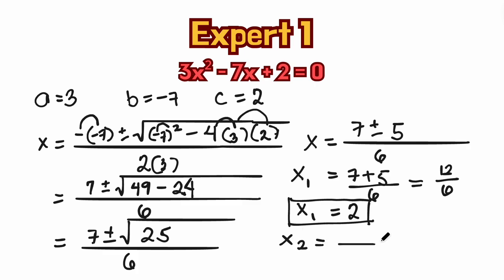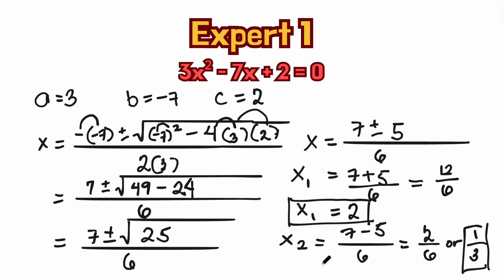Now, we will be using the next root. The second possible answer would be negative, so we have 7 minus 5 all over 6. We simplify 7 minus 5, that is 2, all over 6. And we get the lowest term of 2 over 6. That is divisible by 2. 2 divided by 2 is 1, and 6 divided by 2 is 3. This is going to be the lowest term, and the second root would be 1 over 3, or 1/3.